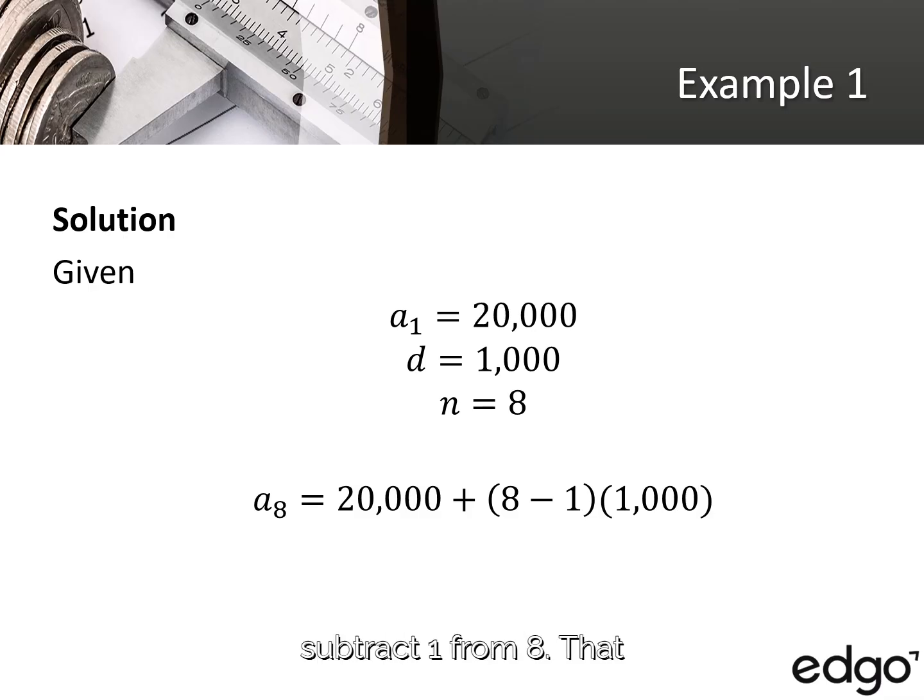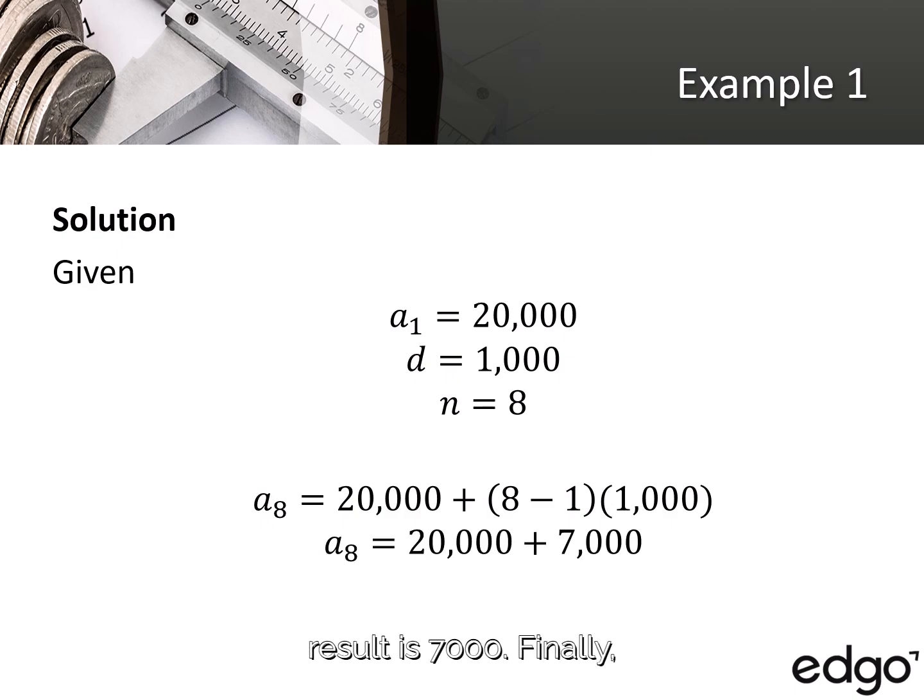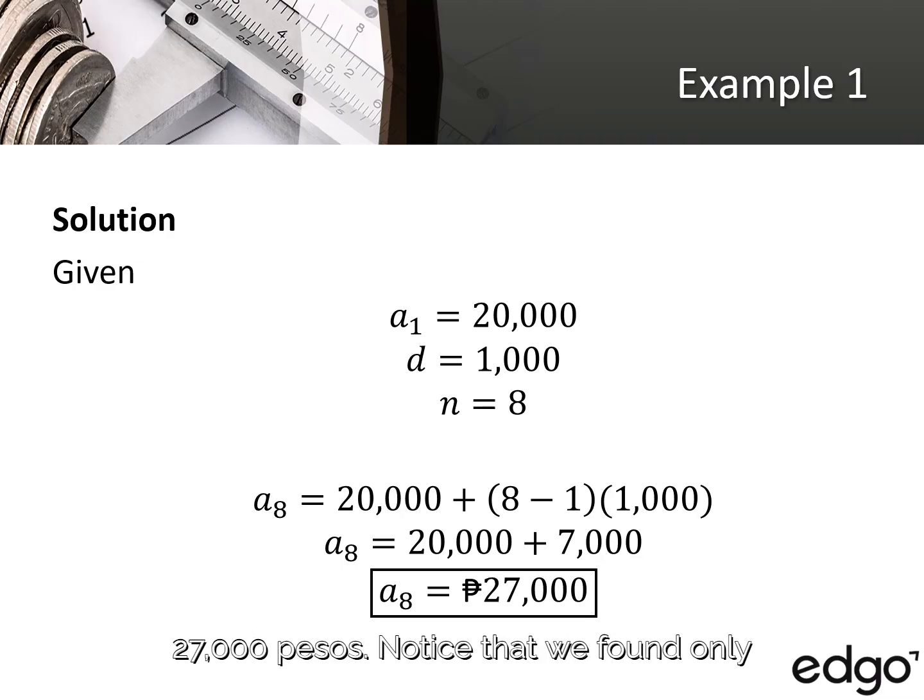First, subtract 1 from 8. That gives us 7. Next, multiply 7 by 1000. The result is 7,000. Finally, add 7,000 to 20,000. Therefore, the value of Maria's investment during the 8th year is 27,000 pesos.